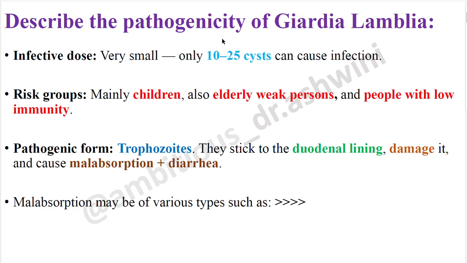Now we will see the pathogenicity of Giardia lamblia. So infective dose is very small. Only 10 to 25 cysts can cause the infection. Risk group is mainly children, elderly weak persons and people with low immunity. Then the pathogenic form, trophozoites, stick to the duodenal lining, damage it and cause malabsorption plus diarrhea.